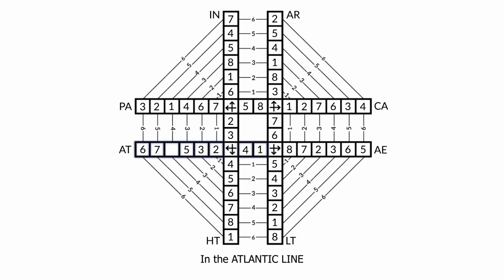In the Atlantic line we are only missing number 8, so we put it in the last square. We found the last line, Atlantic. The puzzle is completed. We have all 8 lines. Let's check if everything is fine.